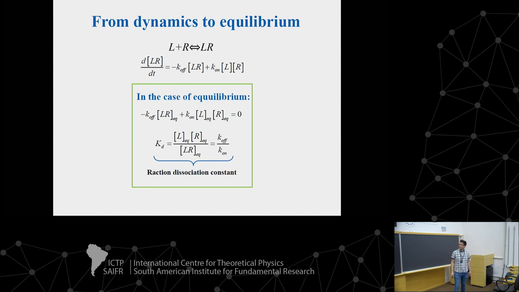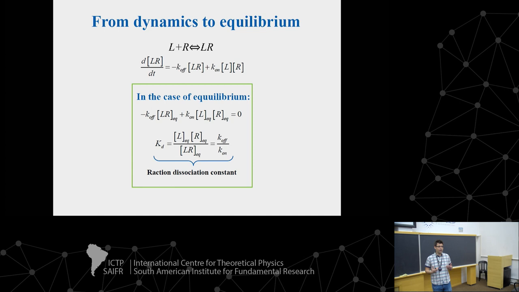Now, this is kinetics. And now how do we go to equilibrium? This is another important point. When you have the kinetics of your reactions written, there is a very simple way to go to equilibrium. You just put your derivatives to zero. So if you take the derivative here to be zero, we get this simple algebraic equation. And if you rearrange it, we see that the product of concentrations on the left side divided by the complex concentration corresponds to the ratio of the off and on rates of the reaction. And this is actually our dissociation constant. So from the kinetics, we also got what our dissociation constant actually is.